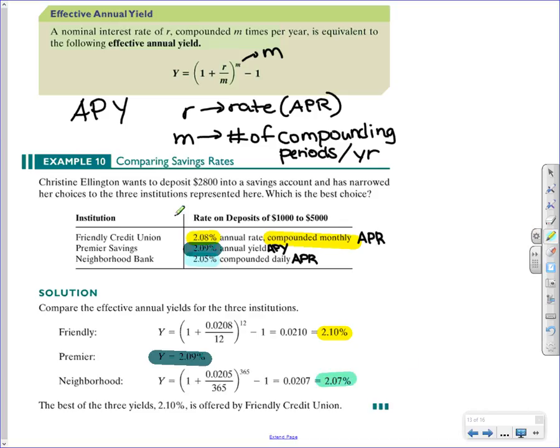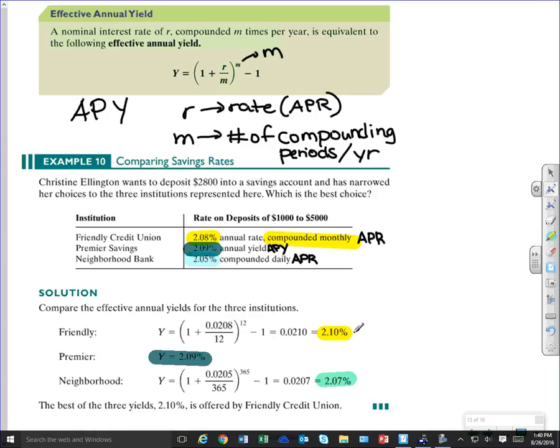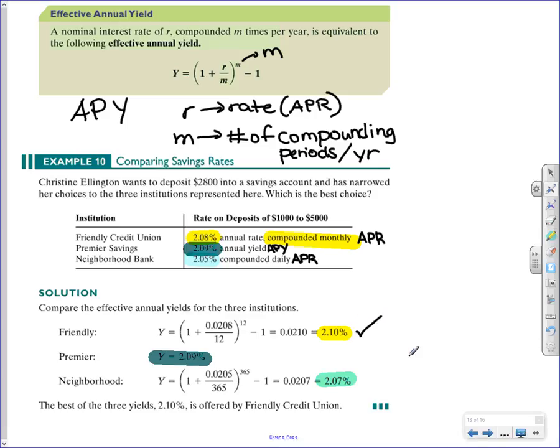So that means that the best choice is going to be this 2.10, right? That's going to be the best choice because it's the largest. If we're dealing with savings accounts, we want the highest APY, right? We want to get the most money back. If we're dealing with borrowing money, like for a loan, then we want the lowest APY, right? Because we want to have to pay the least amount of money back.